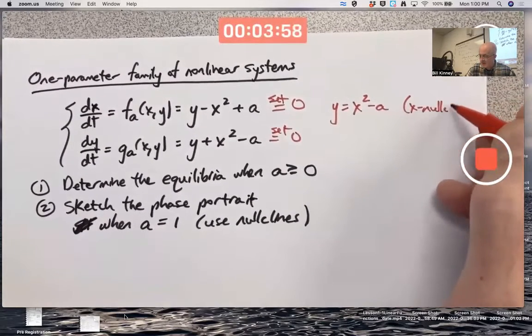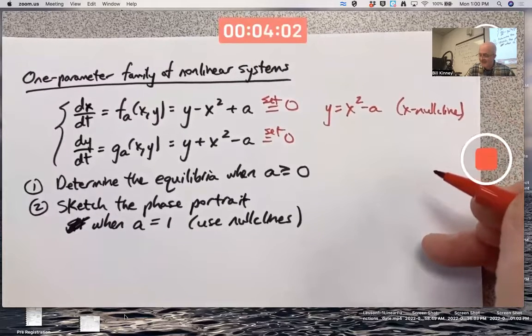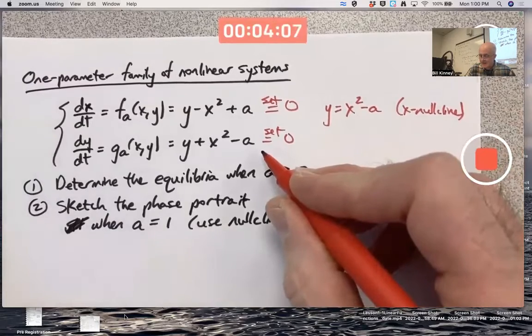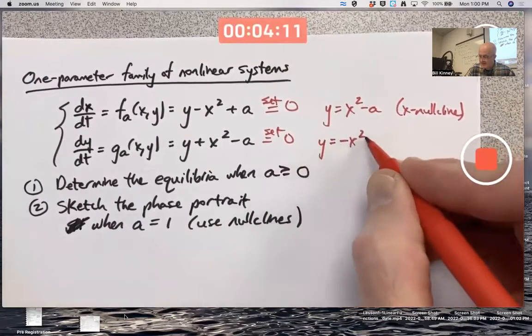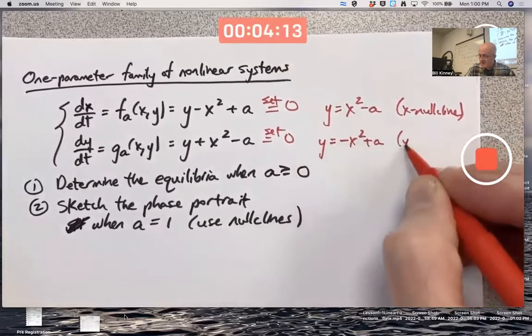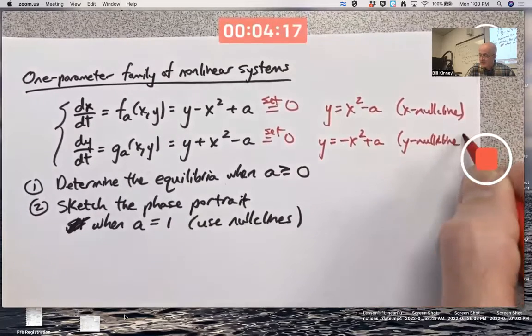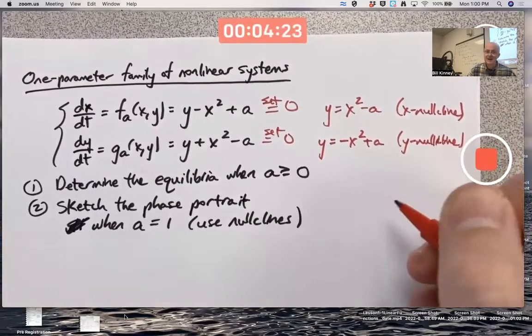That'll be a parabola opening upward with y-intercept at negative a. And looking at the dy dt equation, solving for y, you get y equals negative x squared plus a. That'll be the y null-line. It's the reflection of the x null-line across the horizontal axis, a parabola opening downward with the y-intercept at positive a.